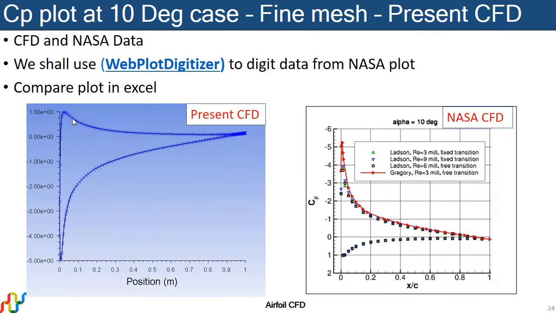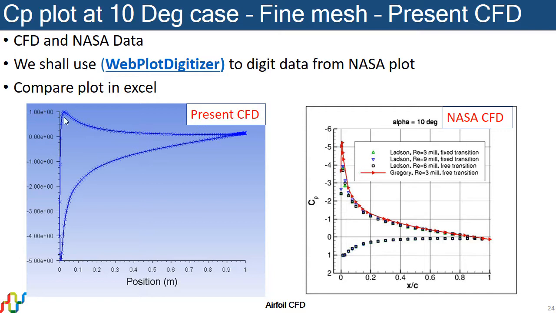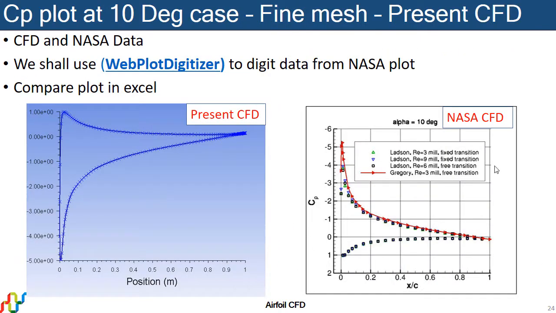So you can see here that we have the CP plot from CFD and here the CP plot from the NASA website. And then I used the software Web Plot Digitizer to bring this data into Excel format, and then this is compared in Excel. And you can see here that the data is upside down. So in Excel, this data is also changed so that the -6 is on the upper side and the +2 is on the lower side, so that we can compare the data with NASA's data.